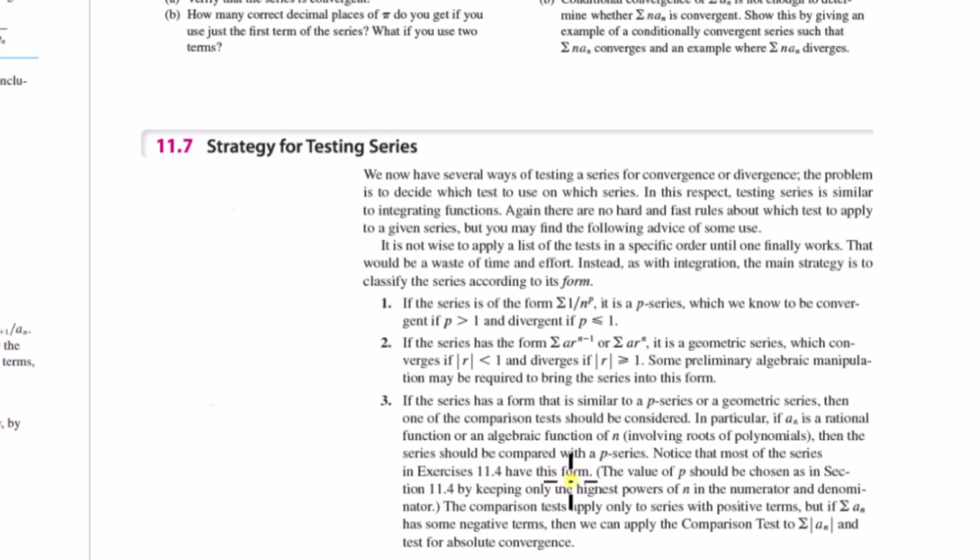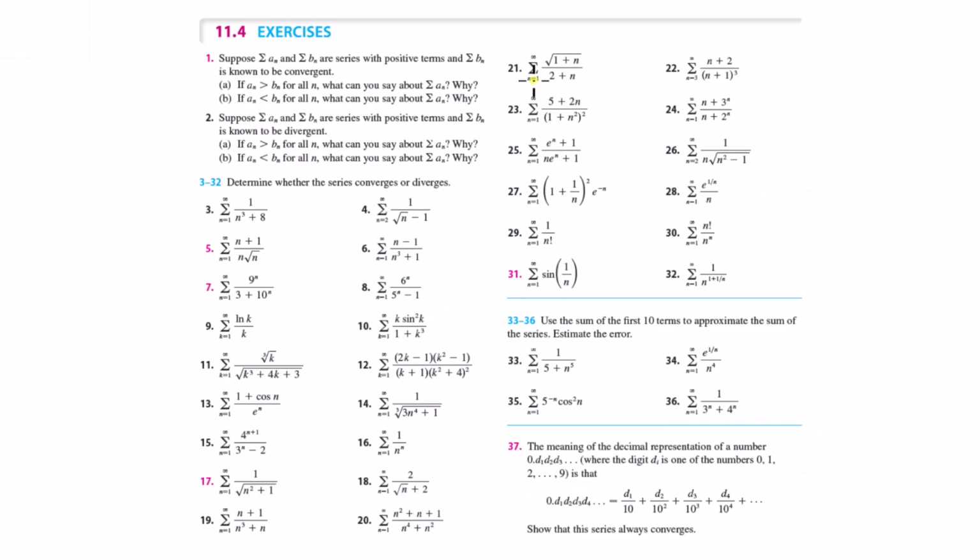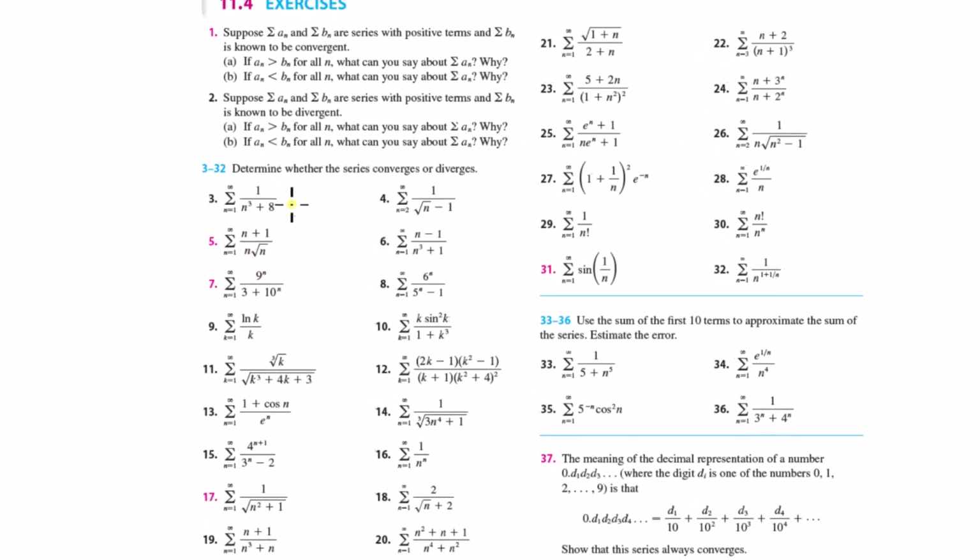Okay, so let's take a look at the exercises from section 11.4. They're talking most commonly about rational expressions, rational functions. What they're saying is that if you have a rational function, let's say that's the series a sub n, then you want to really consider doing a comparison test with a P series. So where are some rational functions? Here's a rational function.